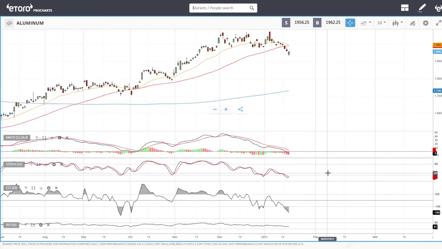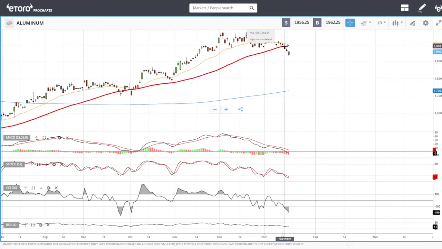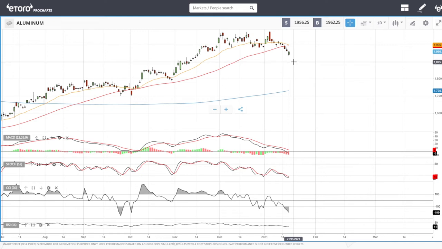But if you look at the technical indicators, they are, well, a little bit mixed. Stochastic is flat at this point. MACD is very bearish. We're underneath zero as well. And stochastic is also very, very bearish. We're at 31, so a lot of room to the downside. So we may fall all the way down to 1900 before we see a rally up towards the 20 exponential moving average.